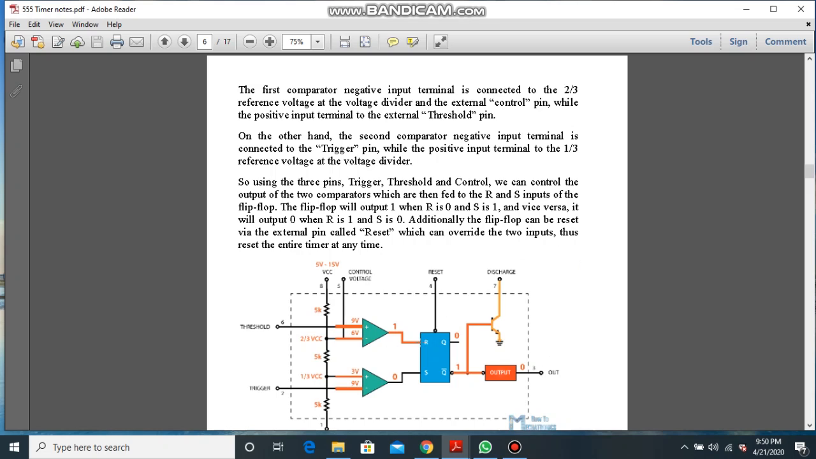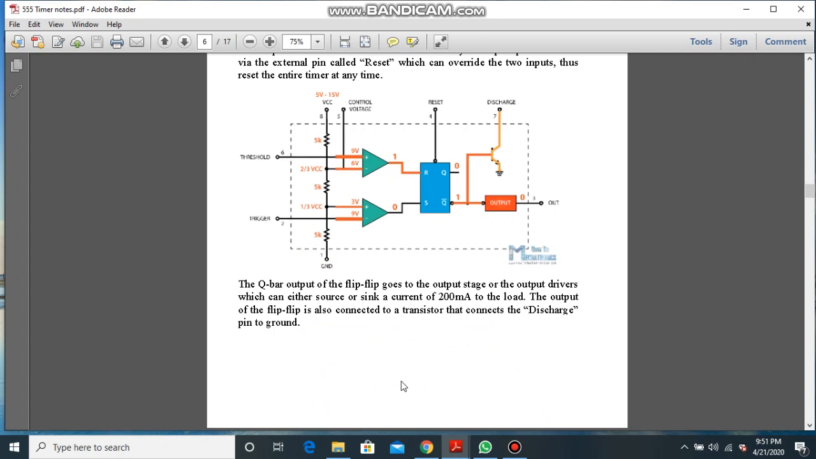When R is 1, Q will be 0 and Q bar will be 1, and here we are connecting a power amplifier which will invert the output. If we are getting 1 at Q bar, the output will be 0. So depending on the RS flip-flop values, we are getting the output. Depending on the threshold and control voltage, we are getting upper comparator and lower comparator values.